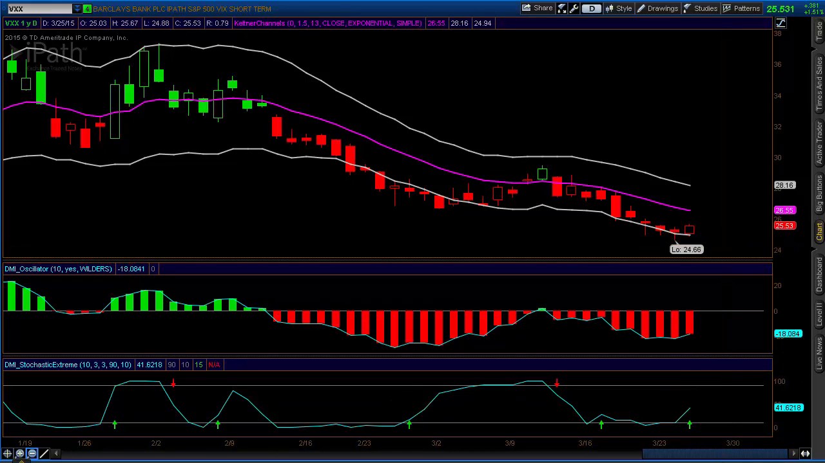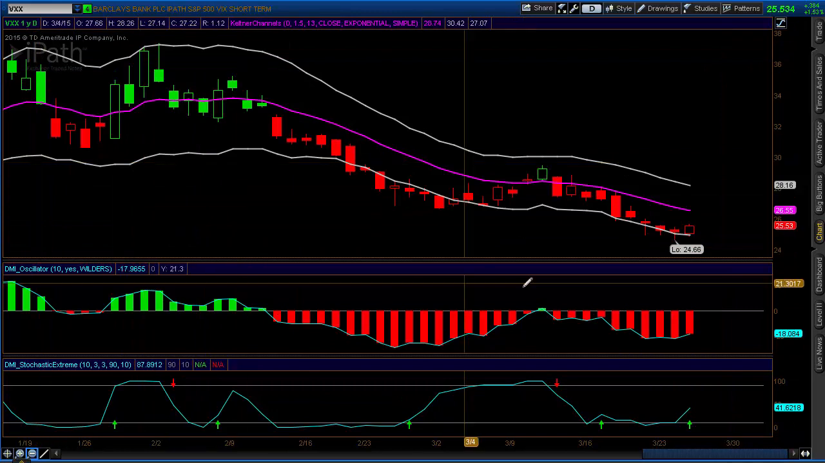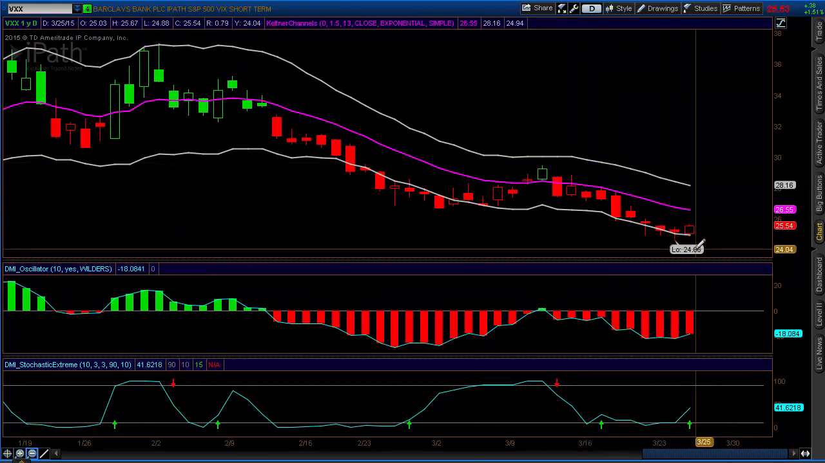So that's our trade of the week, picking up VXX for an increase in volatility as the market looks to be breaking down a little bit here.